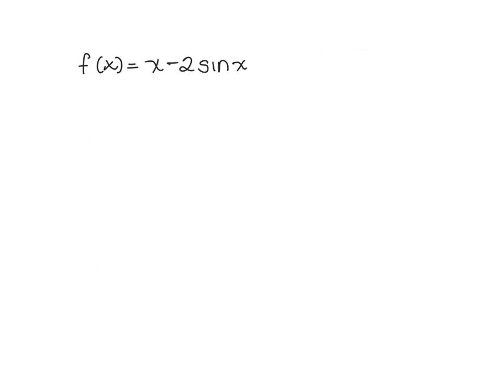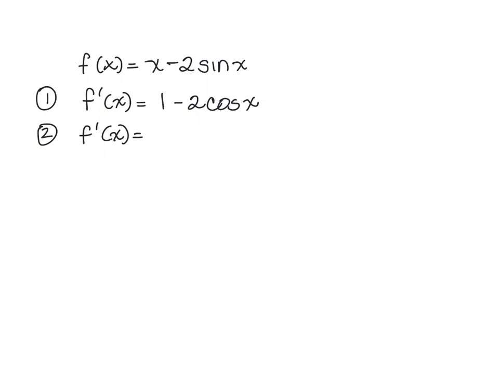So the first thing we need to do is to find f prime of x. And that's going to give us 1 minus 2 times cosine of x. So that's the first thing we need to do. The second thing we needed to do is to get our f prime of x and set it equal to 0. So we're going to get 1 minus 2 cosine of x equal to 0.